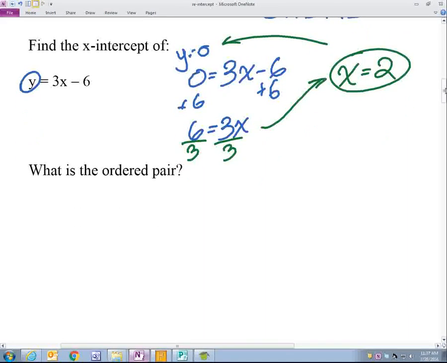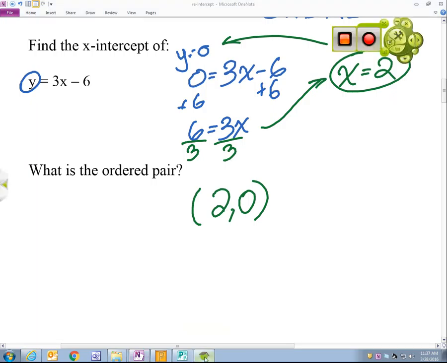So what would those coordinates be as an ordered pair? 2, 0, exactly. And we're going to use that again later on. 2, 0. Did I hit record? Okay.